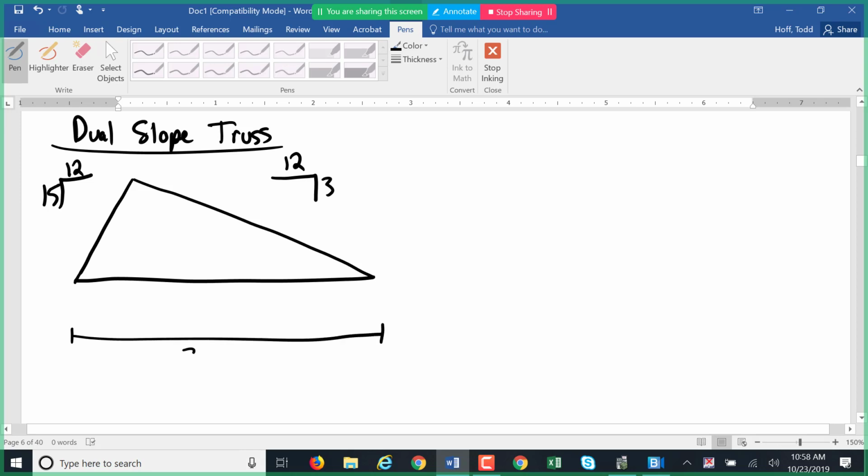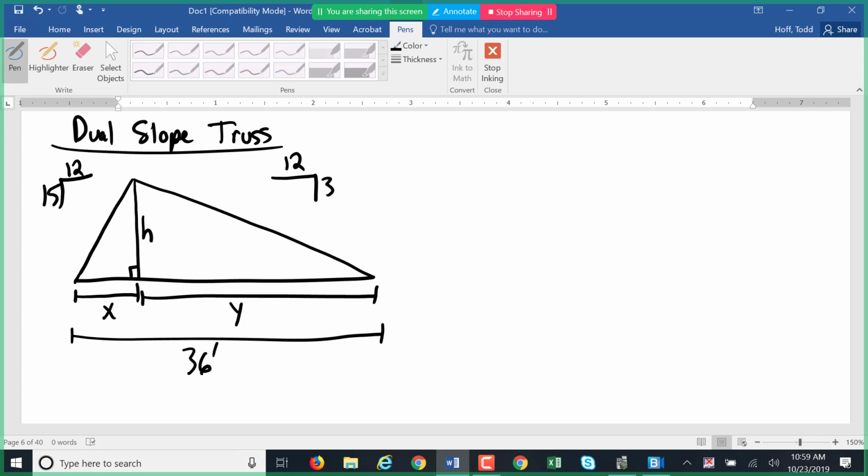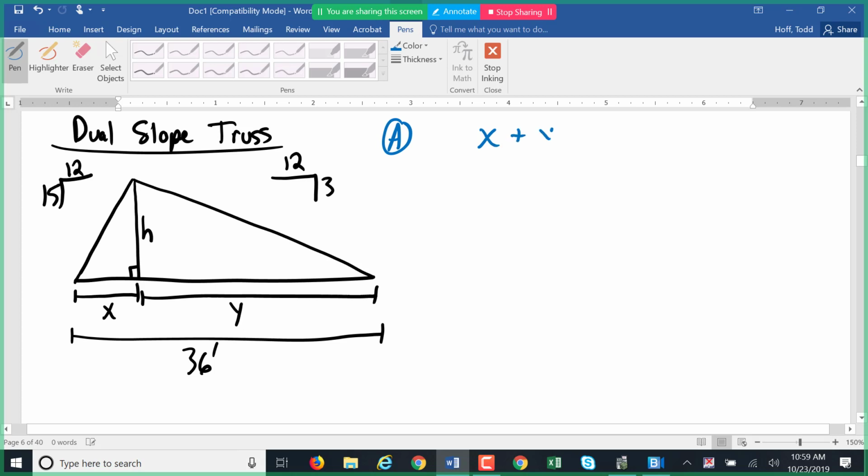The full span of this truss is 36 feet. We want to know what's x, what's y, and what is the height of this truss. This is what we call a wireframe, by the way, so we're assuming no thickness to the members so that we can just do the line geometry here. So what are some things that we know? Our first equation, equation A, I know that x plus y has to add up to 36.